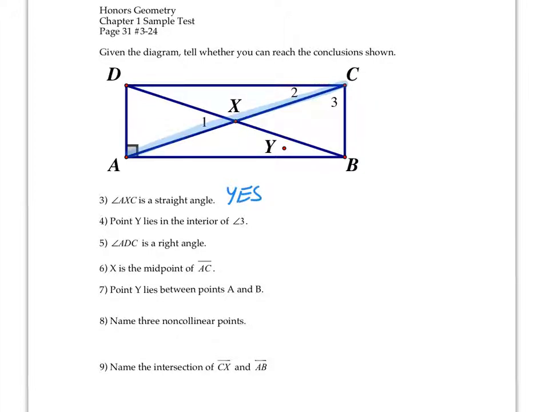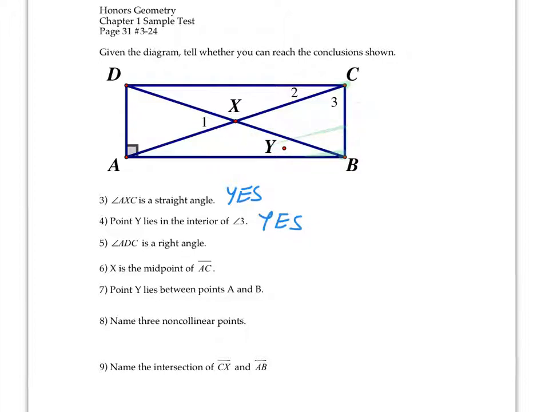For number 4, it says point Y lies in the interior of angle 3. If we take a look at angle 3, I'm going to highlight the sides of angle 3. Starting at the vertex C and going out, anything in between the two rays will be in the interior. So the quick answer is yes, we can assume that Y lies in the interior of angle 3.